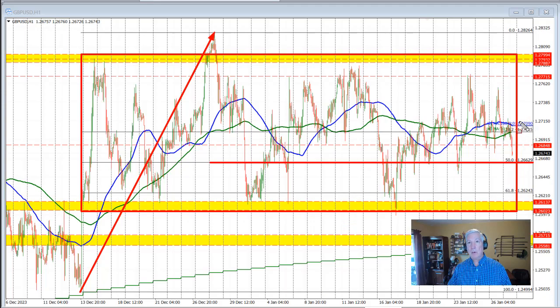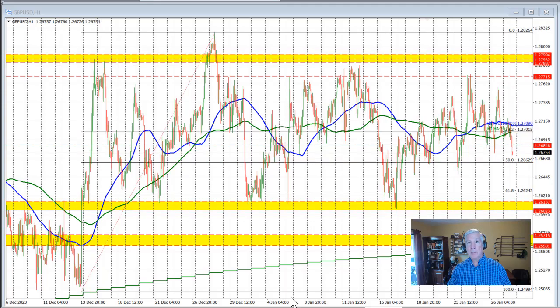We are moving away from the 100 and 200-hour moving averages. Those are these levels up through here. We'll see if the price can stay below those levels.